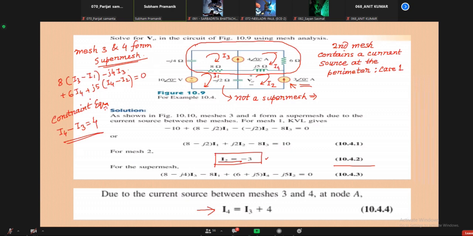So how many equations did we get? That was the first one. That's the second one for the super mesh. The constraint equation is the third one. And for the first mesh, which is not a super mesh, you can write it this way, or you can simply use the inspection method: 8 minus j2, multiplied with I1, then minus j2 multiplied by I2 with a negative sign, so 2j I2, then minus 8 multiplied by I3, and that is equal to 10. That's our fourth equation.